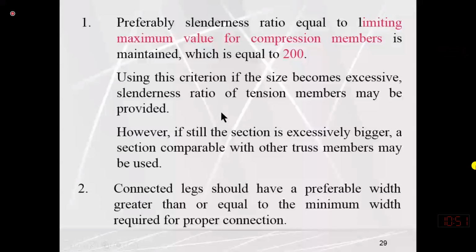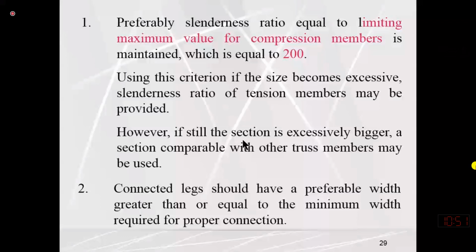If you have selected based upon 200 criteria and the section size becomes very large, even larger than the heaviest member in the truss, then we can use the slenderness ratio criteria for tension member. Tension member means L over r minimum value should be less than 300. But still, if the member is again very large because the length of the member is very large, in that case we can use any other heavy member, the same section we can provide for zero force.